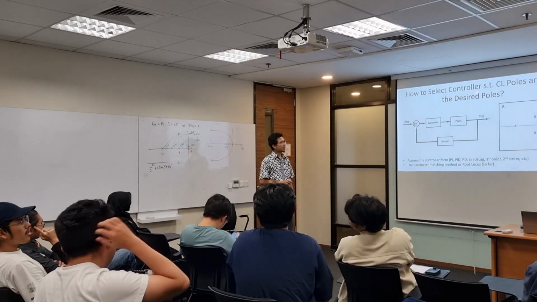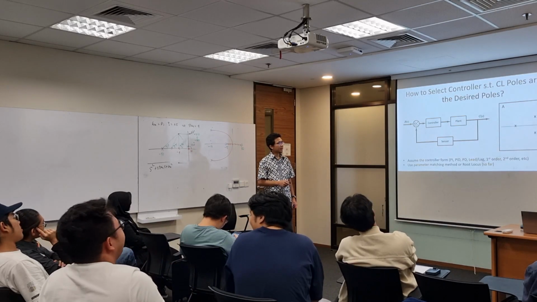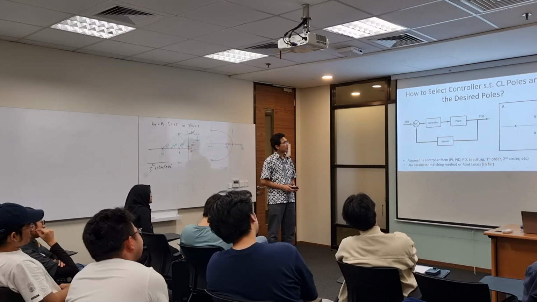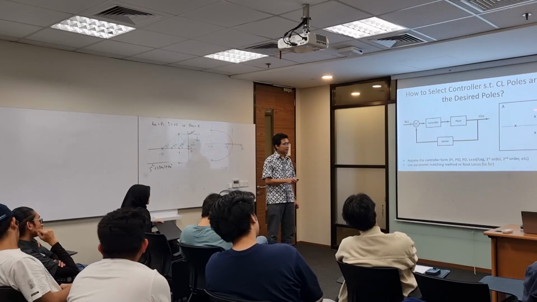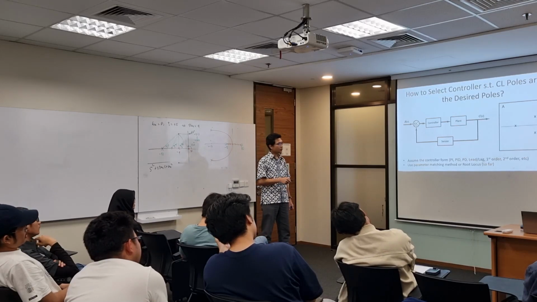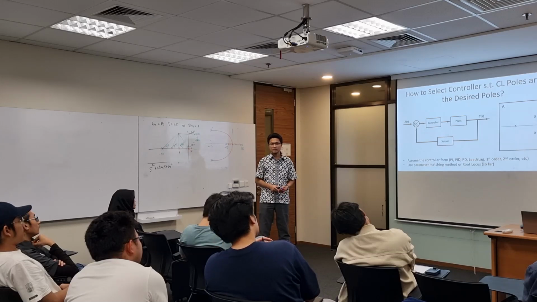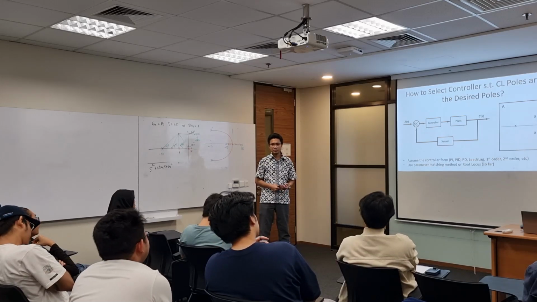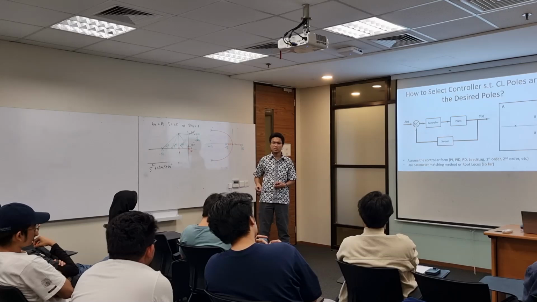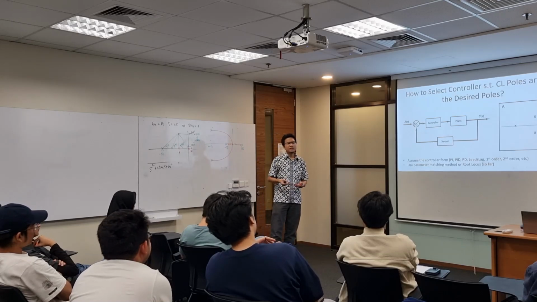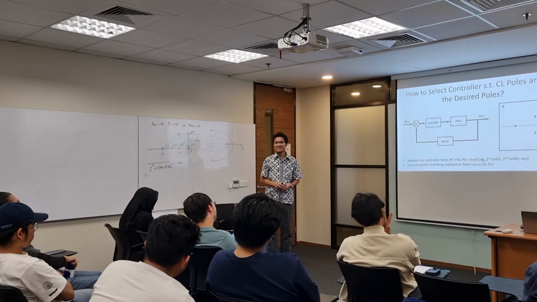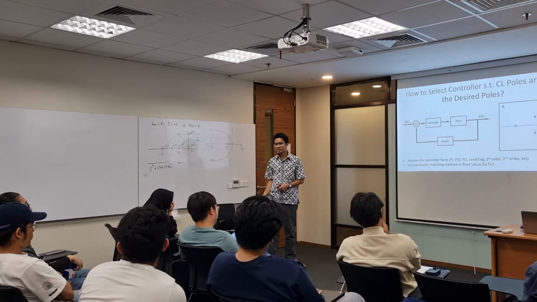How do we select the controller so that closed loop poles are at the desired poles? Yeah, so we know, let's say this is our desired poles. How do we select the controller so that the closed loop poles are at our desired poles? How to do that? Okay, a compensator like this one. Okay, this is root locus. Yeah, a test point is in the locus.